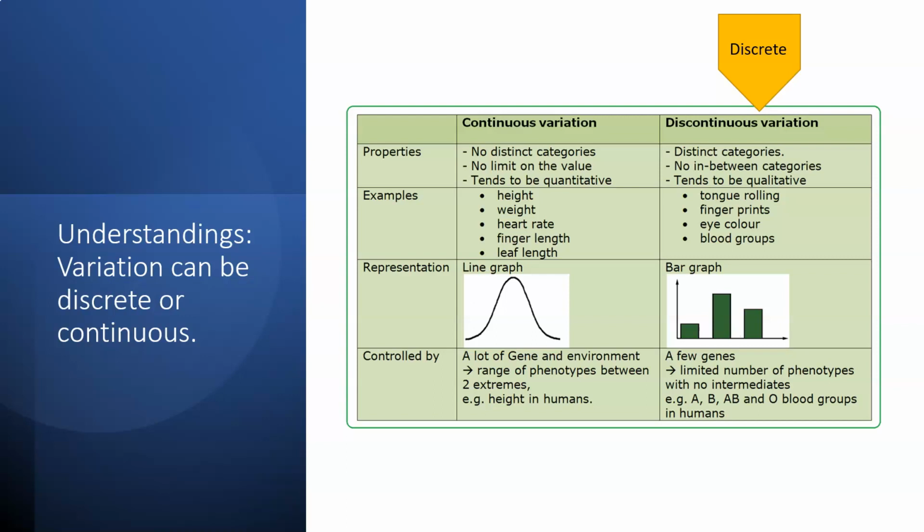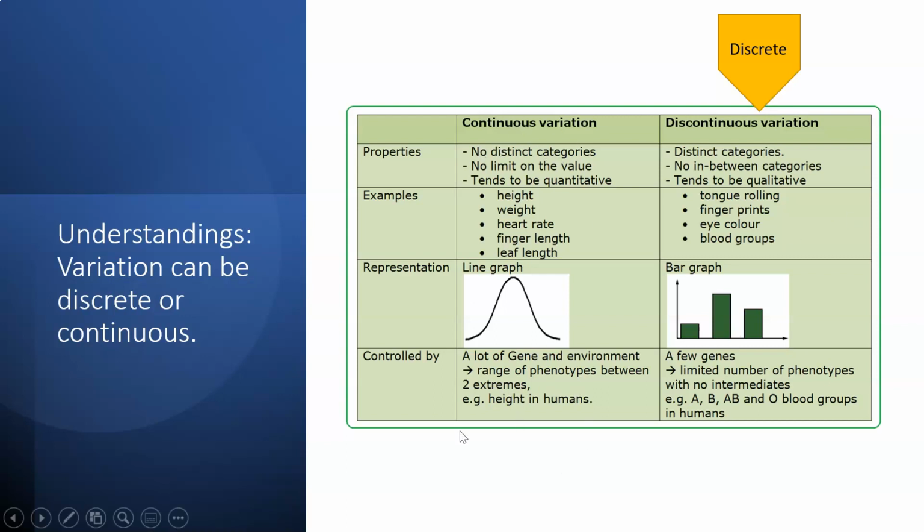With discrete or discontinuous, these are things like tongue rolling. You either can roll your tongue or you can't roll your tongue. You can't roll your tongue by 1.5. You either roll it or you don't. Your fingerprint is different to someone else's. It's not half the same or something like that. They are unique. So these are distinct categories. There are no in-between values, and they tend to be qualitative.